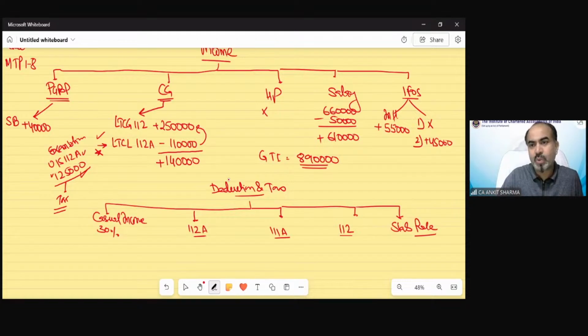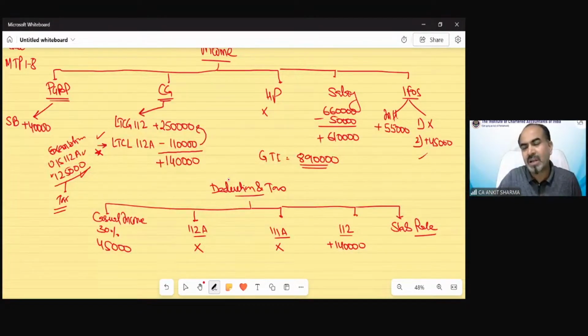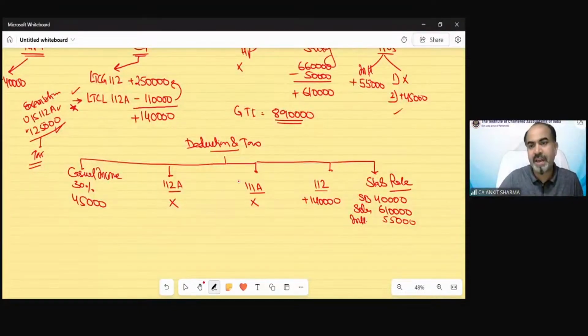Now in this question, the casual income is 45,000. That is going to be over here. Do I have any 112A gain left? No. Is there any 111A gain? No. There is a 112 gain. Yes, this 1,40,000 was your gain. Now, how much of my income is going to be taxed under the slab rate? The remaining income: speculative business of 40,000, that is my PGBP income, the salary income of 6,10,000, and interest income of 55,000. So the total is 7,05,000.